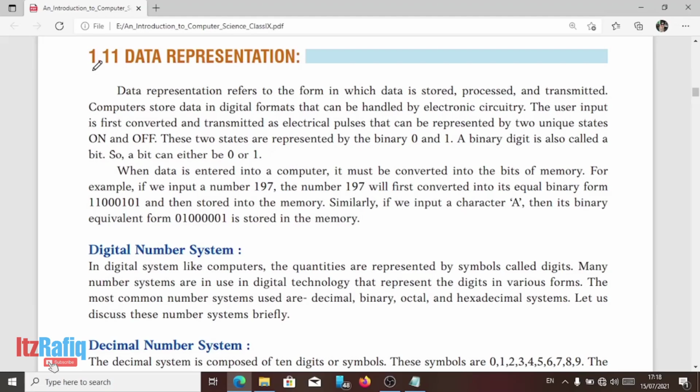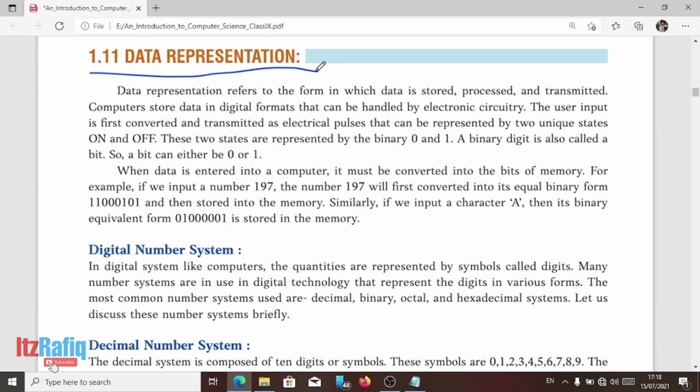In today's video, I am going to explain the first chapter of class 9 computer science, which is newly provided by the Assam government this year. The chapter name is The Basics of Computer System. Here I am not going to explain the input device, output device or computer system, as you already know about this. I am going to explain topic 1.11, data representation.